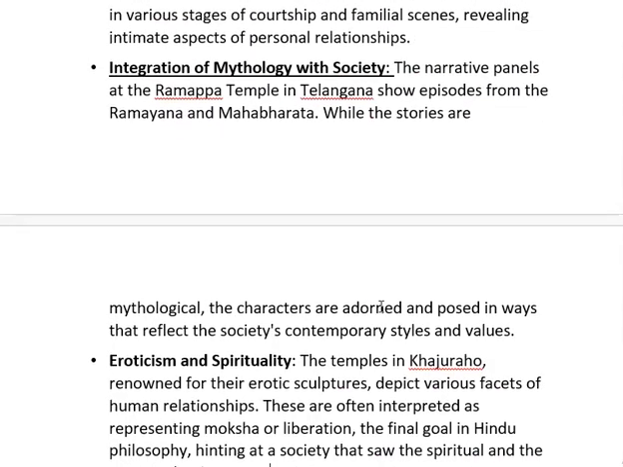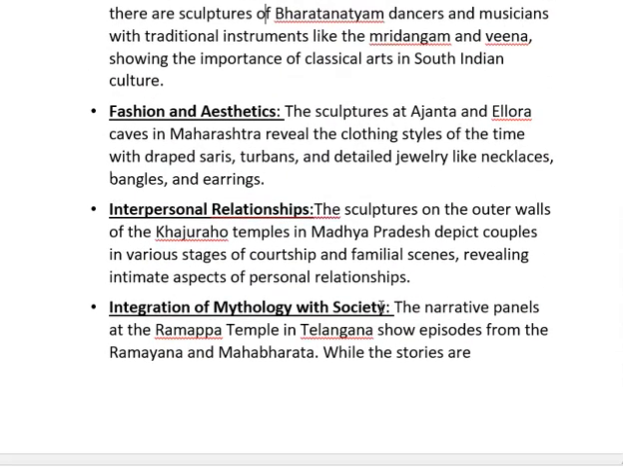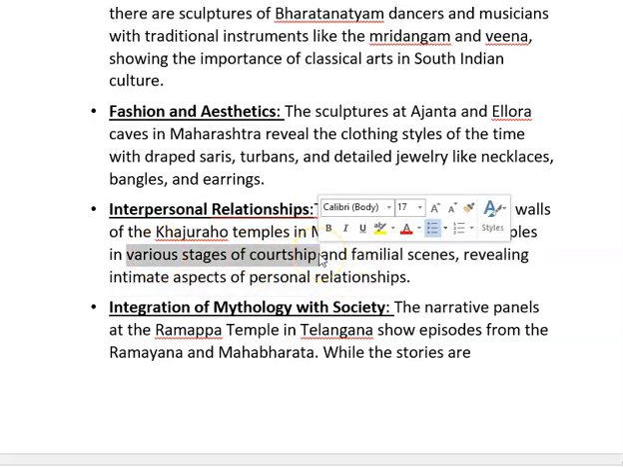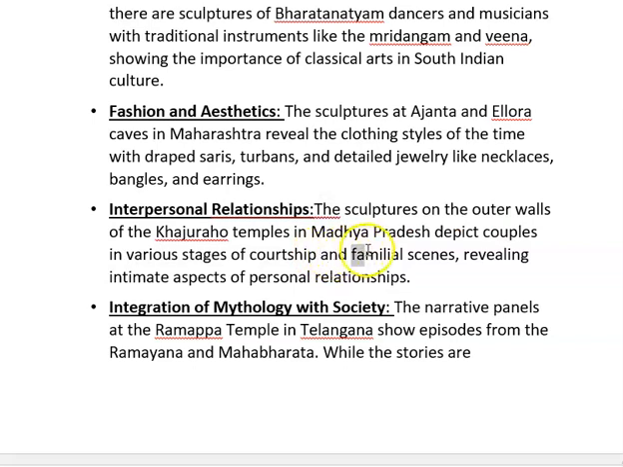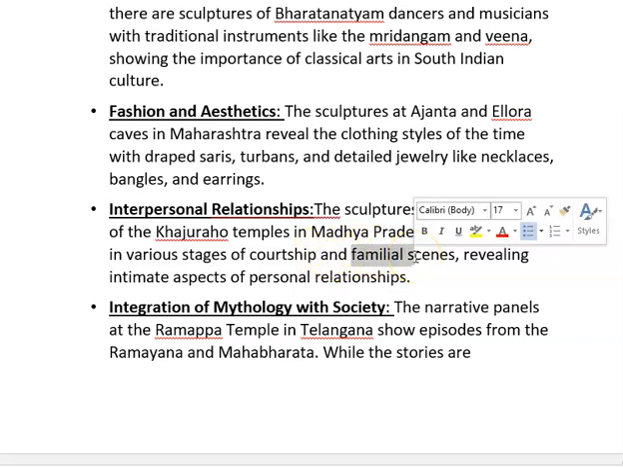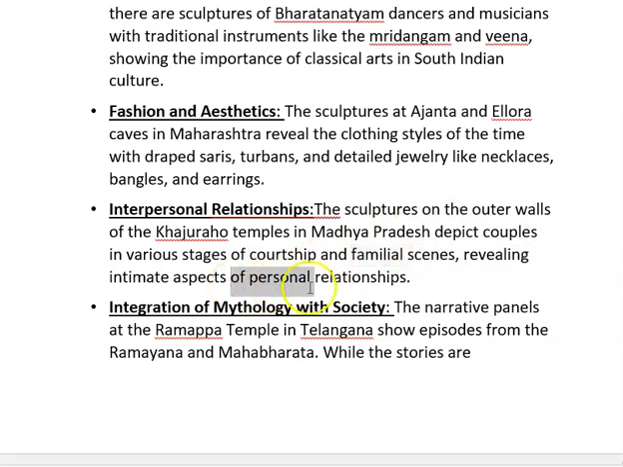Then you can write about the interpersonal relationship. That means their family relationship. In Khajuraho, as a part of the erotic sculptures, you can see the various stages of courtship. Courtship means the relationship between a man and woman before marriage, and then their family scenes. Everything is depicted. So if this intimacy in personal relationships is portrayed in that particular sculpture, that means it was practiced in that particular society. Otherwise, from where will they take these examples?